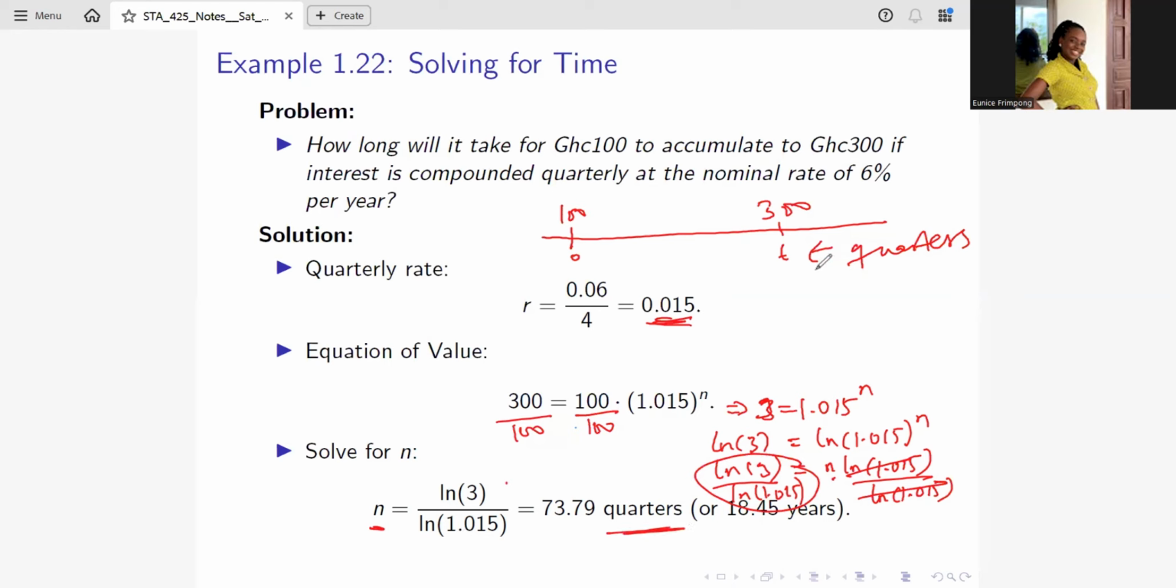Remember, I said that T is quarters. So you can change it to years. So 73.79 quarters will give you how many years? There are 4 quarters in a year, so you can just divide this by 4, and you should get about 18.45 years.